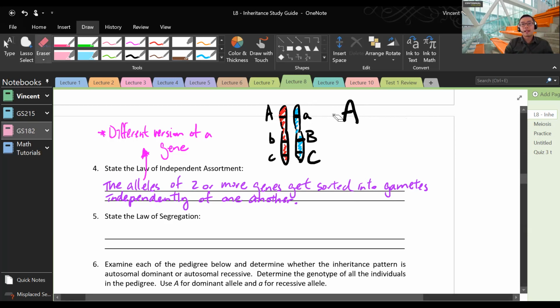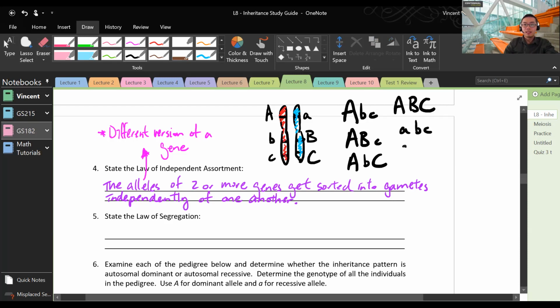Whether you get a big A or a small a for the first gene will have no effect on whether you get a big B or a small b on the next gene. It doesn't even matter that they are on the same side at the beginning. So the person can have a sperm containing big A, small b, small c, or big A, big B, small c, or big A, small b, big C. Big A, big B, big C, small a, small b, small c, and so on and so forth. So how many different combinations are there?